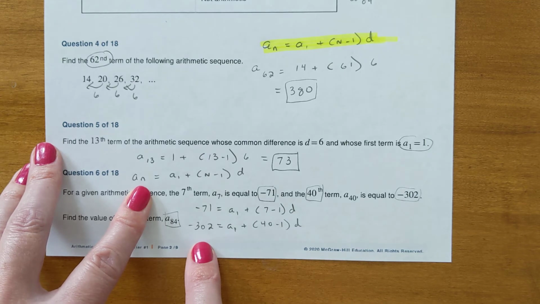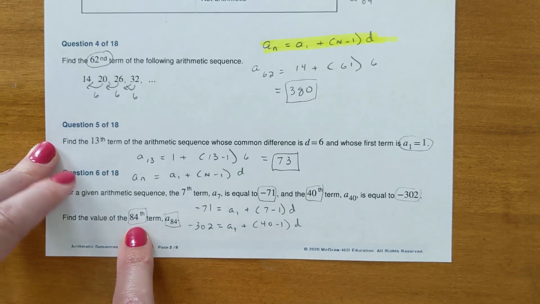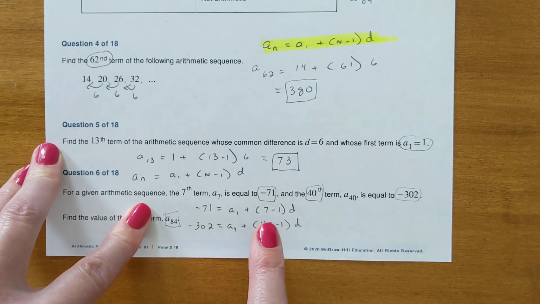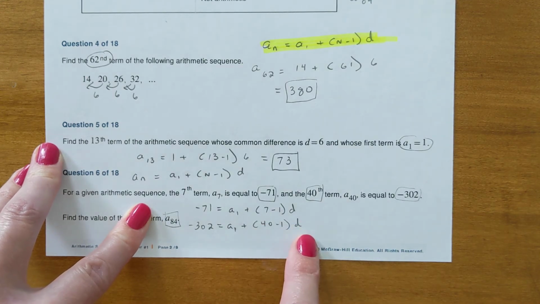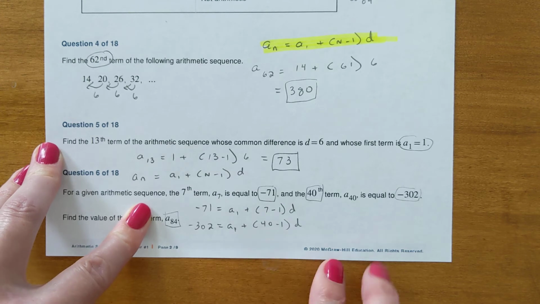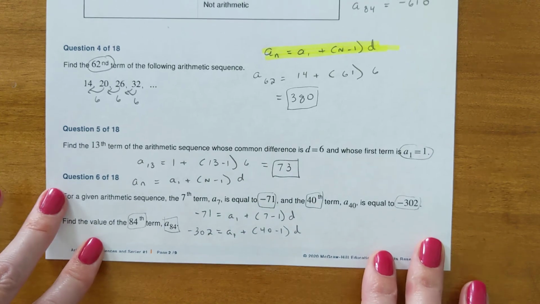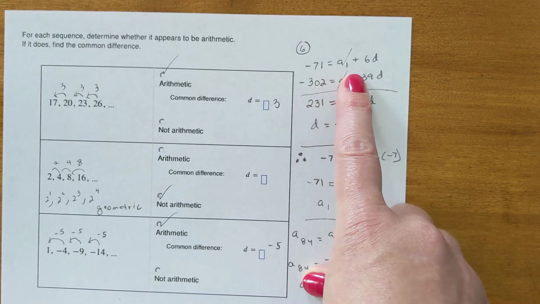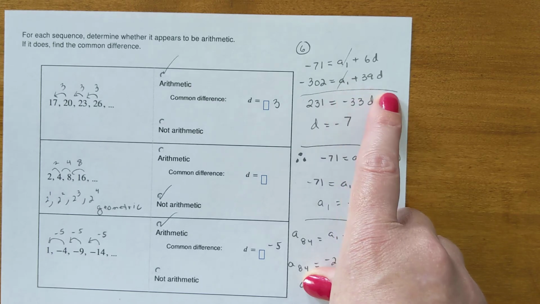Our other equation, they told us another term is negative 302, and it was the 84th term. No, we want to find the 84th term. It's the 40th term for negative 302. So negative 302 equals a of 1 plus 40 minus 1, then times the common difference. All right, so that makes the number 6, and that makes number 39. So I've got two equations with two unknowns, so we have a system of equations to solve. Going up to the top, here's our system: negative 71 equals a of 1 plus 6d, and negative 302 equals a of 1 plus 39d.